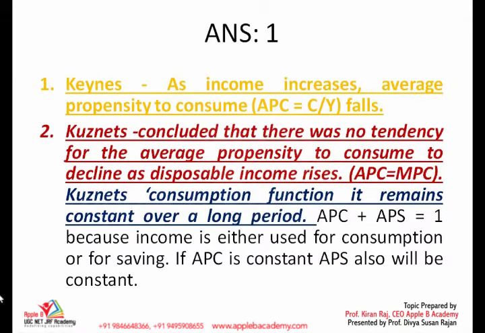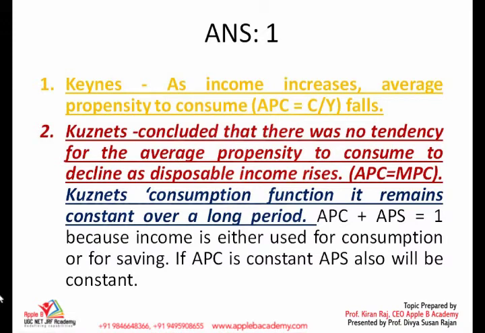This is another explanation towards answering the question. Keynes insisted that as income increases, the average propensity to consume, or APC, will fall. However, Kuznets concluded that there is no tendency for the average propensity to consume to decline as the disposable income rises. That is, APC is always equal to MPC. Thus, Kuznets' consumption function remains constant over a long period of time. In this case, APC plus APS, that is the average propensity to consume plus the average propensity to save, is equal to 1, because income is neither used for consumption nor for saving.